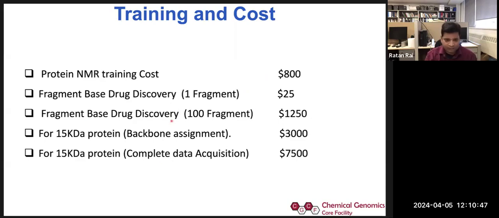And if you have some data which needs to be analyzed, for protein structure determination or for the backbone assignment, it will cost something around $3,000. And if you want the whole project, complete data acquisition and analysis, then it will cost you something around $7,500.